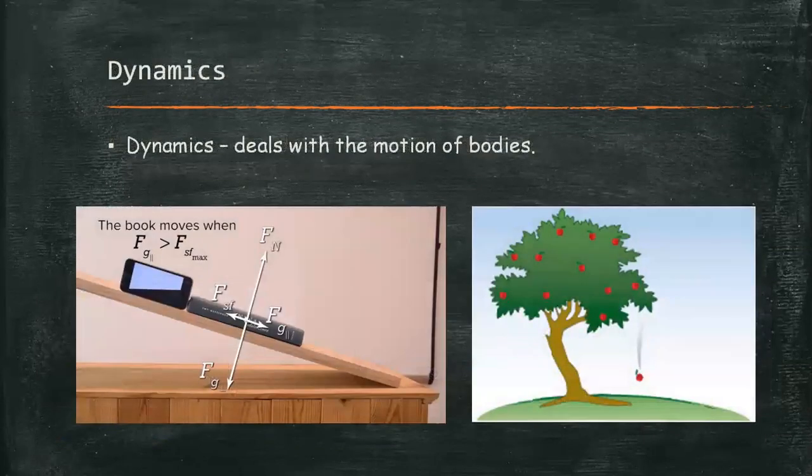Our second branch is dynamics, which deals with the motion of bodies with reference to the forces that cause that motion, such as why does an apple fall downward? Or what causes an object not to slide down when it is placed on an inclined surface? Or what is the effect of mass on its acceleration? In dynamics we will talk more about Newton's laws of motion.